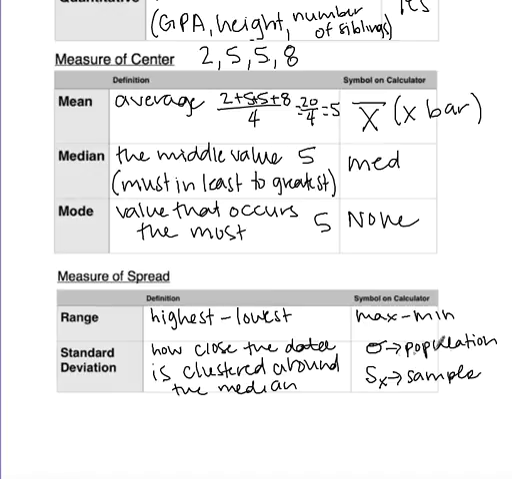A population would be like if we were taking a survey of East High School. Every single person that goes to East High School is part of the population of East High School. So if we surveyed everyone and we included everyone's response, that would be a population. So we would use the sigma standard deviation.